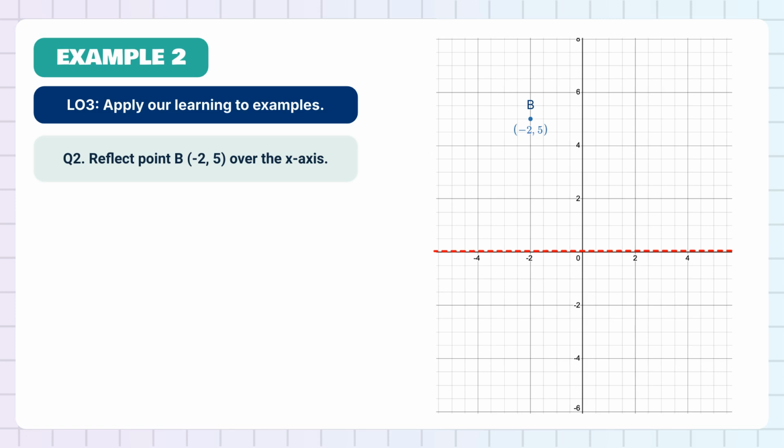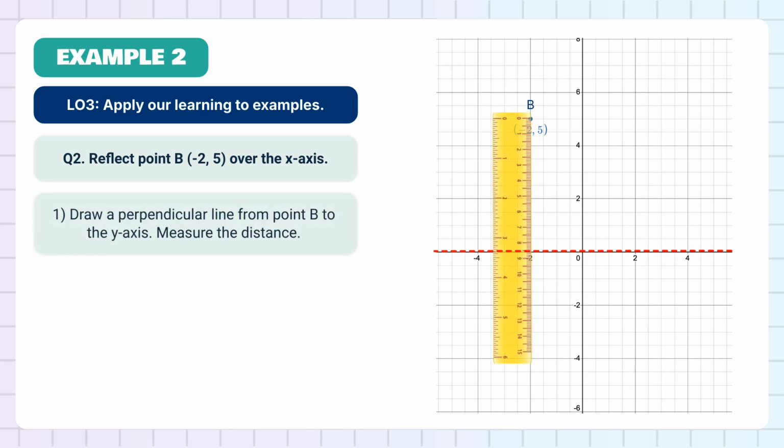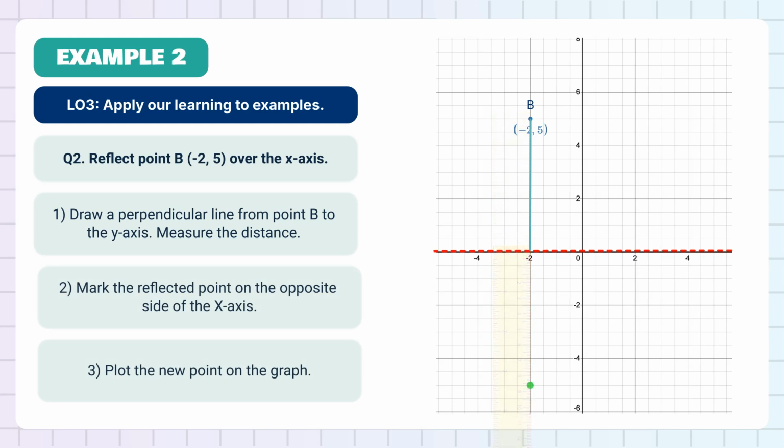Let's look at a second example to solidify our knowledge. Question 2. Reflect point B over the x-axis. Start by drawing a perpendicular line from point B to the x-axis, then measure the distance. Next, mark the reflected point on the opposite side of the x-axis. Finally, plot the new point on the coordinate plane.